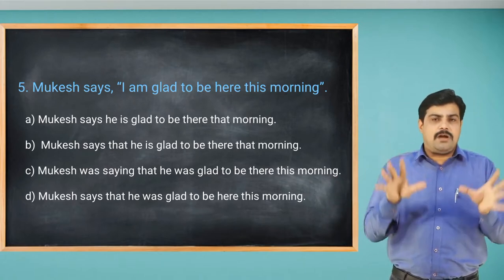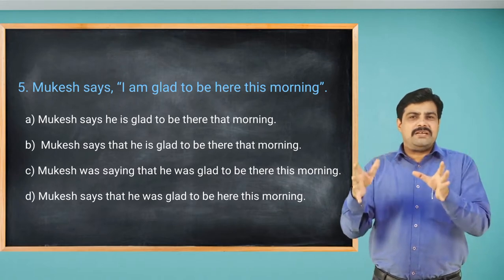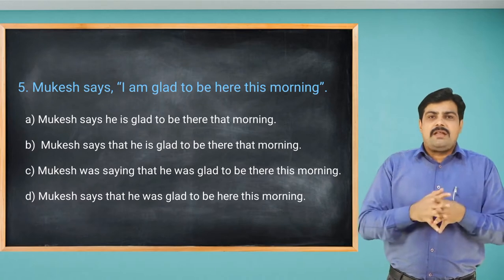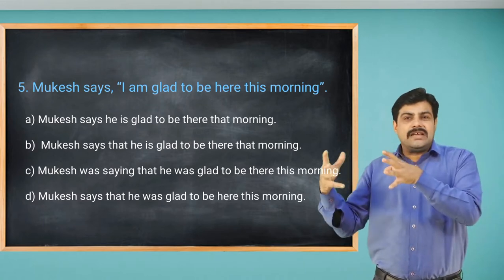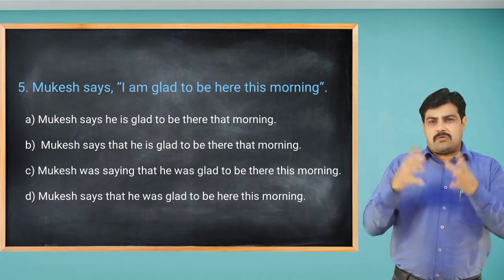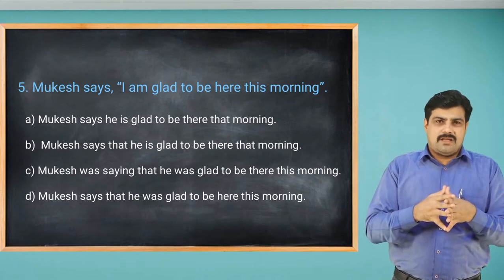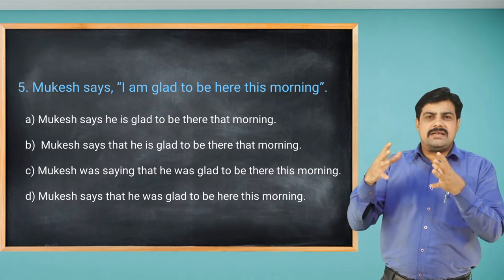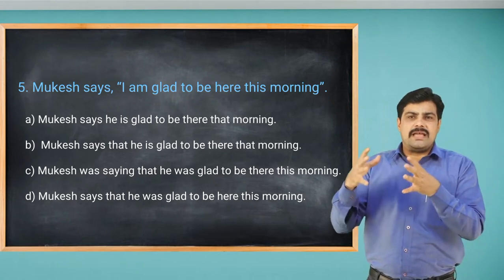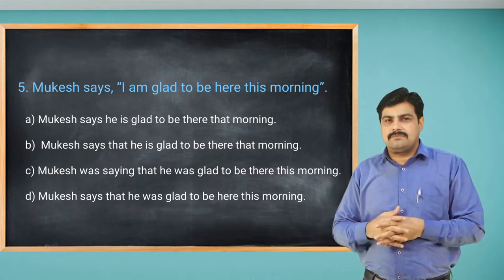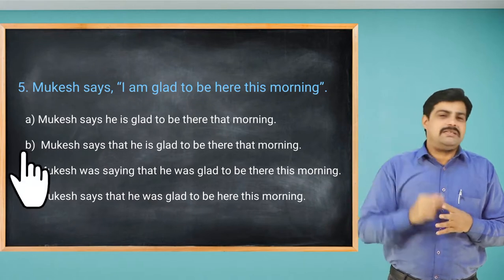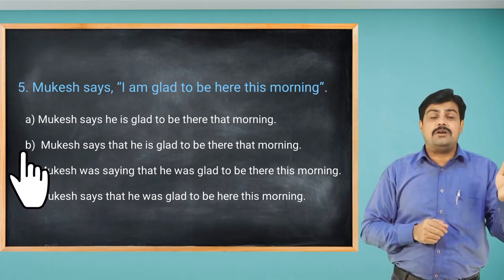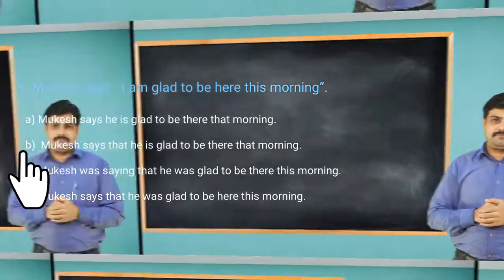Other changes like pronoun I will be changed according to the subject. Mukesh means he. The word here will change into there. So according to this rule, this sentence would be Mukesh says that he is glad to be there that morning. So option B is right here. Tense of the second sentence will not change.